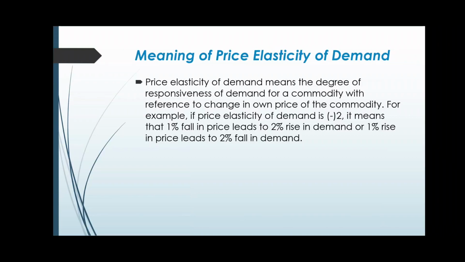Whenever we calculate elasticity of demand, and if we get 2 as its answer, it means that whenever there is a fall in price of a commodity by 1%, its reaction on quantity demanded is going to be 2%. Okay, either whenever it is a fall, or if there is a rise of 1%, it will lead to change of 2% in quantity demanded.